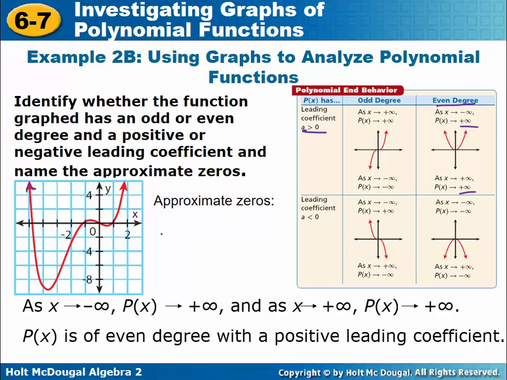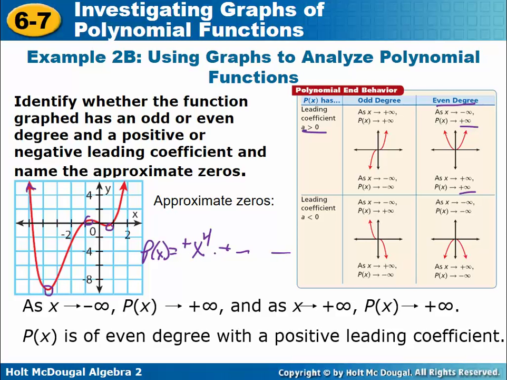Now we could get even more specific and say that this turns 1, 2, 3 times, which means that this is going to be x to the 4th. So our p of x is going to be something positive, x to the 4th, and then there might be a number in front of it. We don't know all the rest of it, but we can get a good start at what our function is going to be.